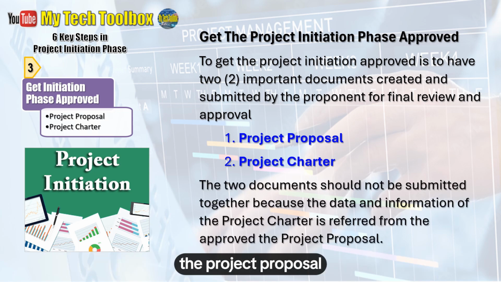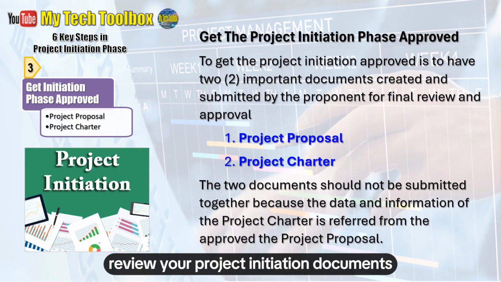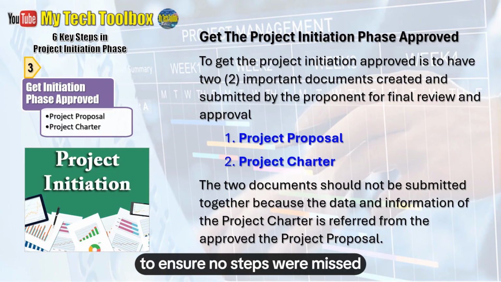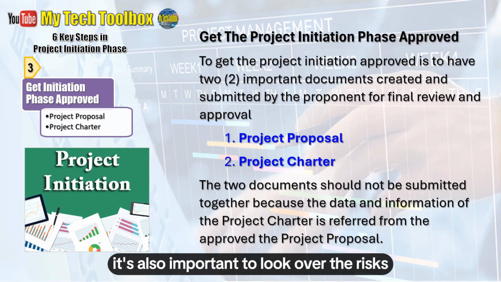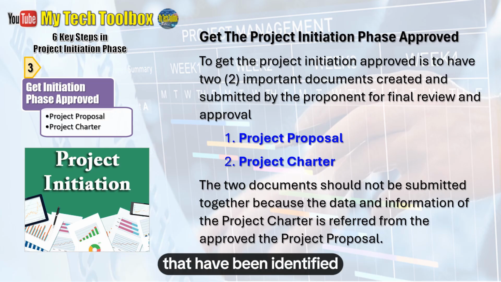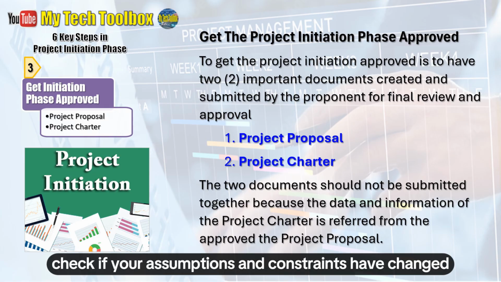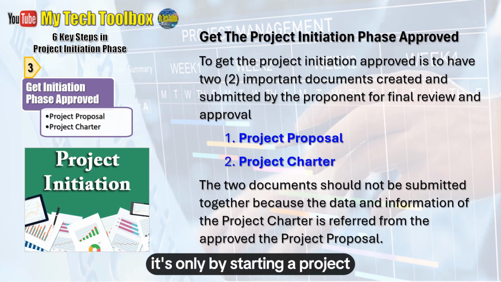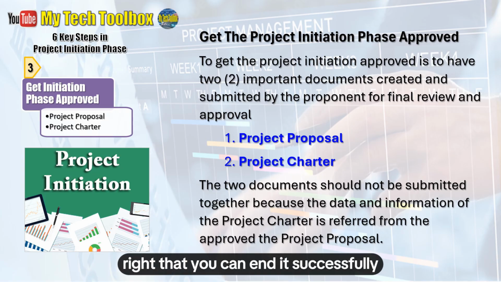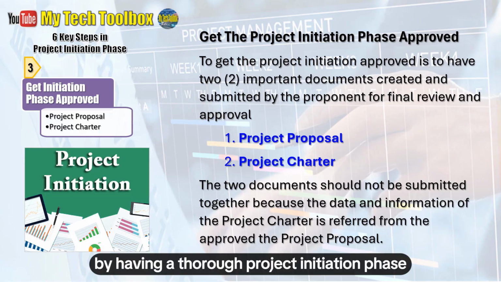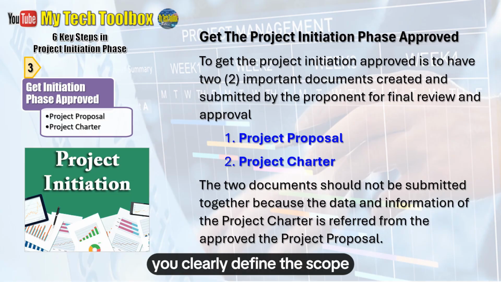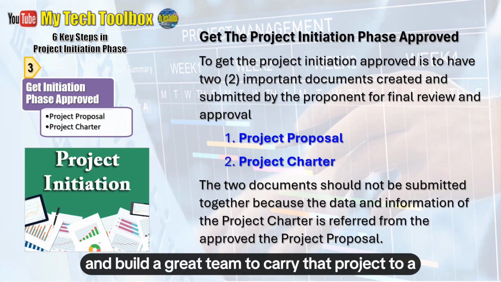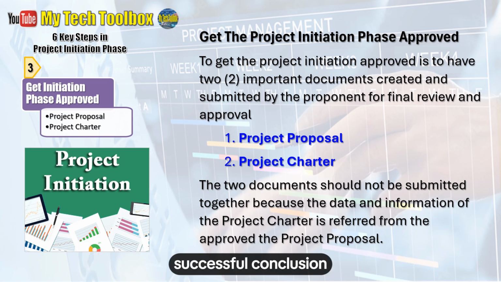Review your project initiation documents to ensure no steps were missed before asking for stakeholder approval. It's also important to look over the risks that have been identified and see if anything is missing. Check if your assumptions and constraints have changed before you move on to the next stage. It's only by starting a project right that you can end it successfully. By having a thorough project initiation phase, you clearly define the scope and build a great team to carry that project to a successful conclusion.